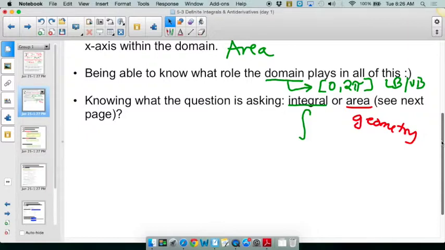So those are the important skills, and those skills we're going to use in this section and the next section. How are we doing so far?